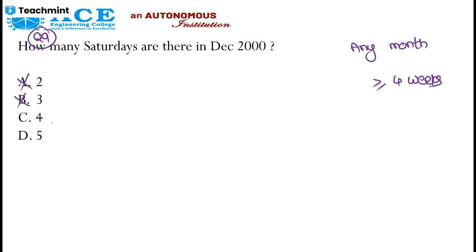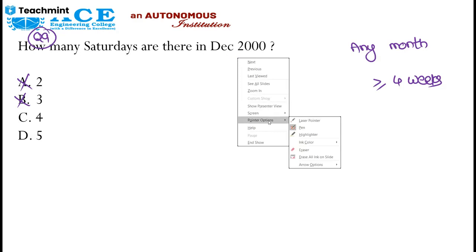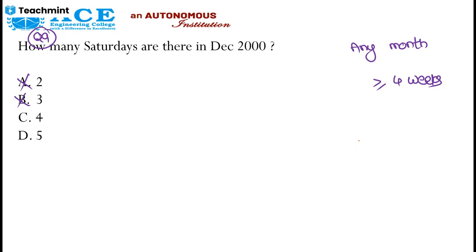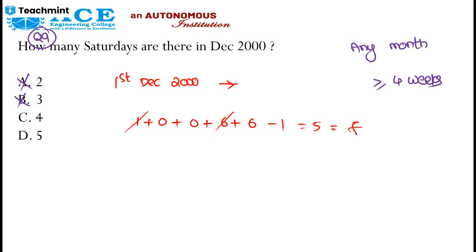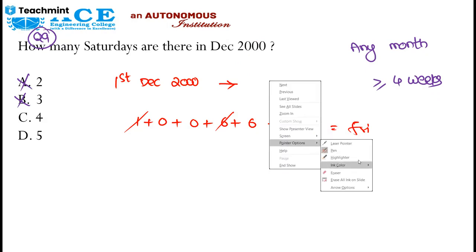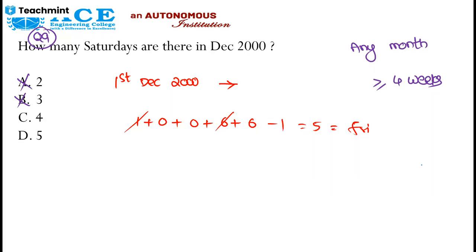So how can I decide whether it is 4 Saturdays or 5 Saturdays when the date is not given? You take 1st December 2000. Listen, the date is not mentioned, so I'm taking 1st December 2000 and calculating what day it is. For that, the century code and month code and minus 1: 1 plus 6, 7, out. This is 5, which means Friday. 2000 is in the 21st century, we're considering. I'm repeating that many times, so please take note of that. And here it's a Friday, right?